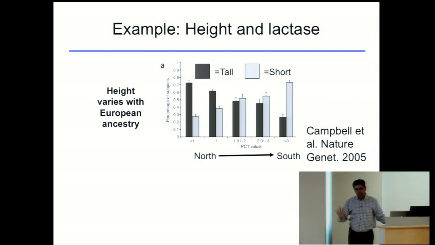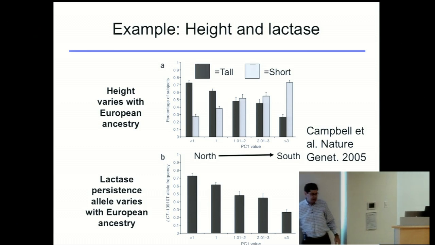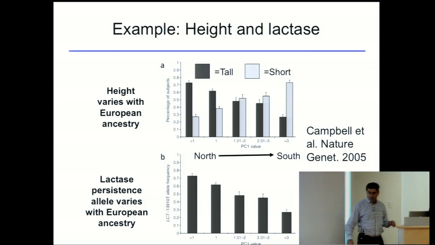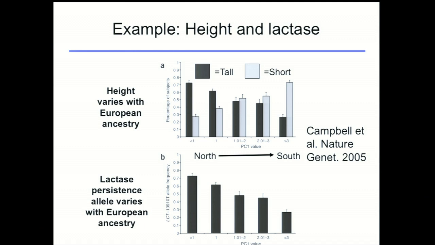And there's a variant at the lactase locus, for reasons that I don't have time to go into, that also varies a lot in frequency across Northern and Southern Europe. Given any two populations, you can usually find variants like this. So if you type lactase persistence, the allele that lets you digest milk into adulthood, in this group of tall and short European Americans, the Northern European ancestry folks will be tall and have a high frequency of lactase persistence, and the Southern European folks will have the opposite, so lactase persistence will appear to be associated with height.